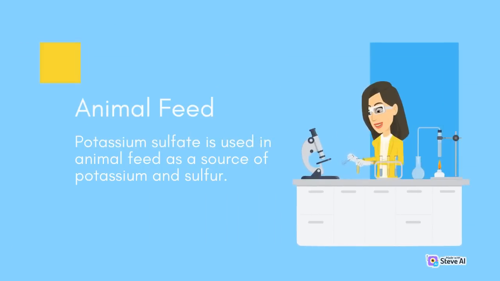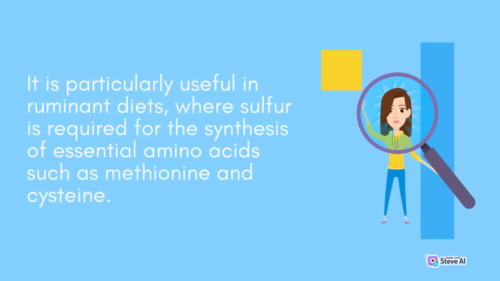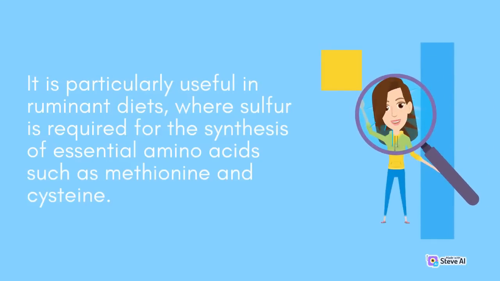Animal feed. Potassium sulfate is used in animal feed as a source of potassium and sulfur. It is particularly useful in ruminant diets, where sulfur is required for the synthesis of essential amino acids such as methionine and cysteine.